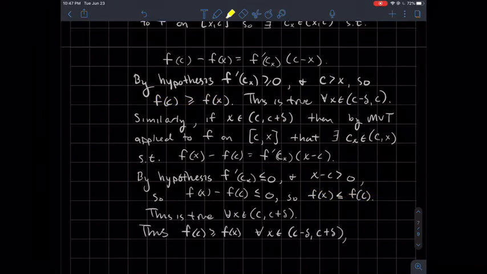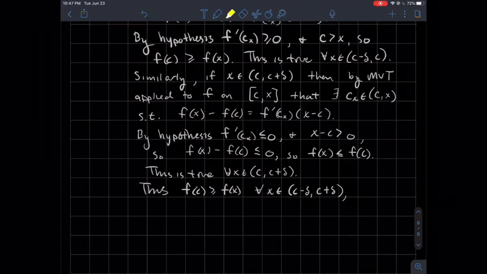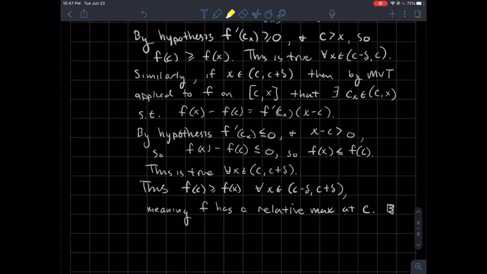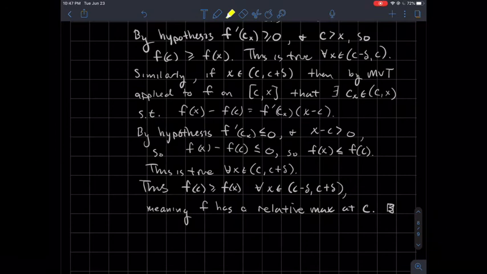And so the point then, what did we just establish? We just established that f of c is bigger than or equal to f of x for every single x in that neighborhood, which is the same thing as saying that f has a relative maximum at that point c.